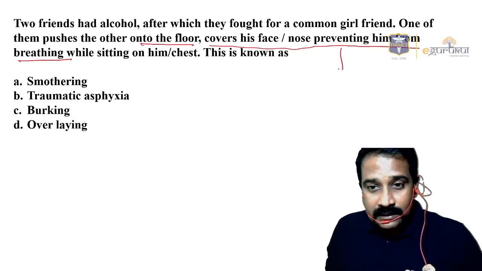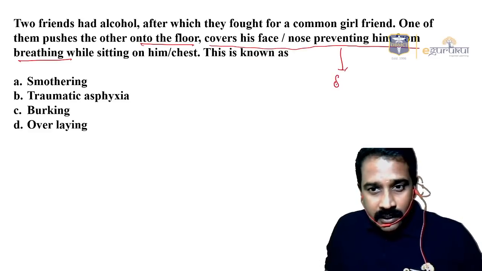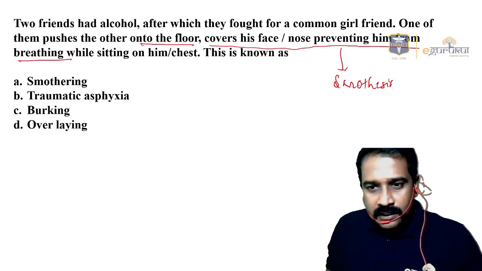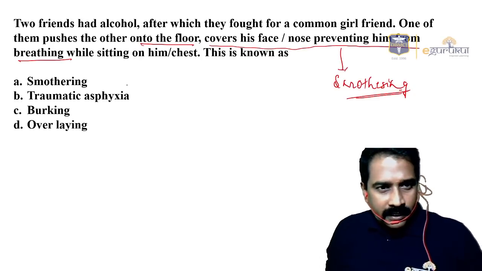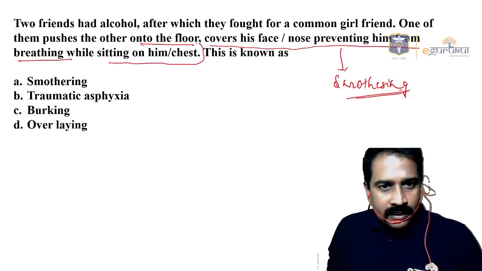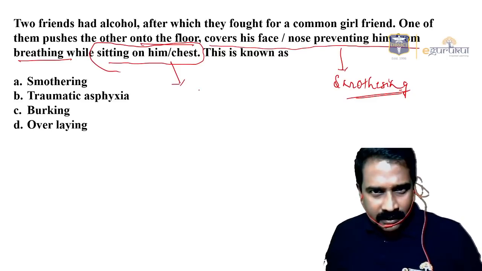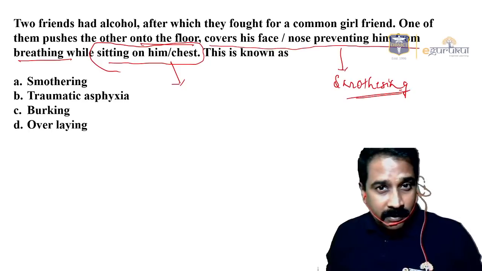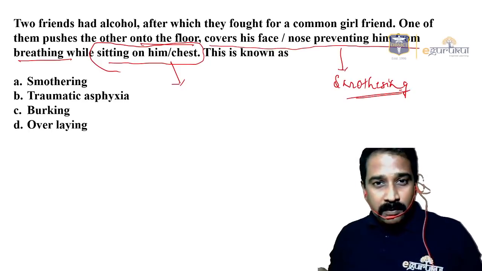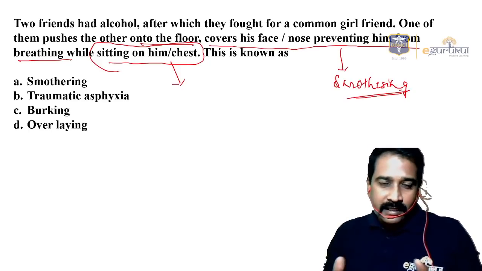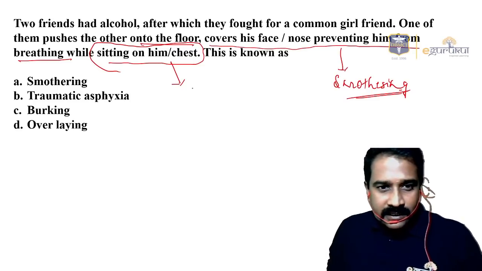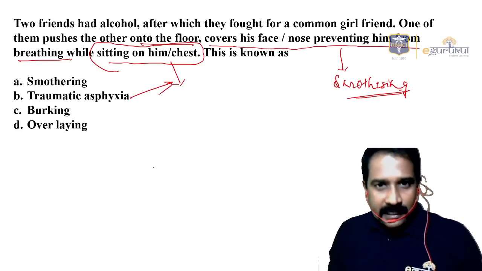What is that called? This part is definitely called smothering, right? External orifices of respiration are closed. Smothering while sitting on him or on his chest. Sitting on his chest makes the chest mechanical, so there might be fracture of multiple ribs. The entire chest becomes mechanical, so the lungs cannot expand. There is absolutely no scope for expansion, which is called traumatic asphyxia.